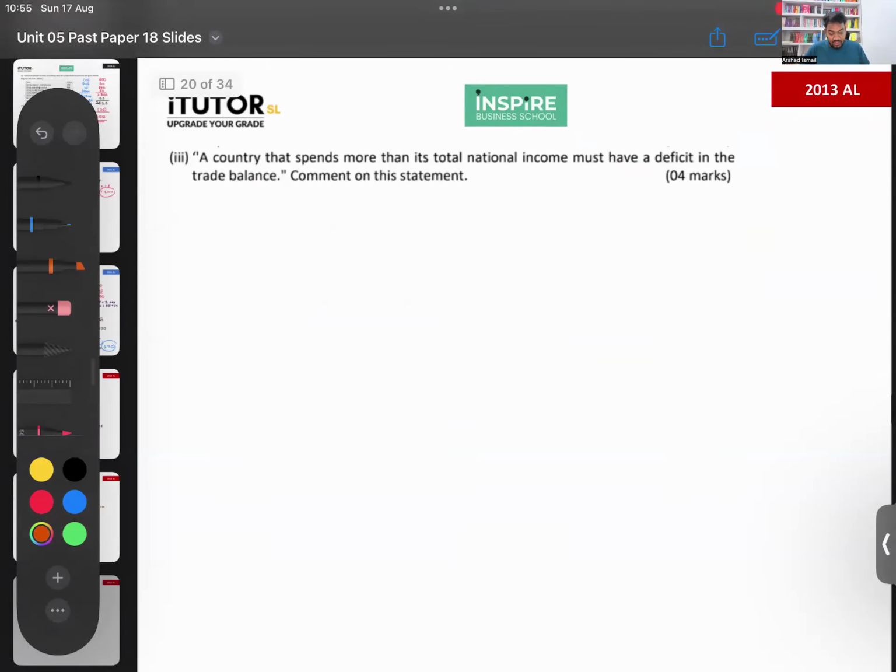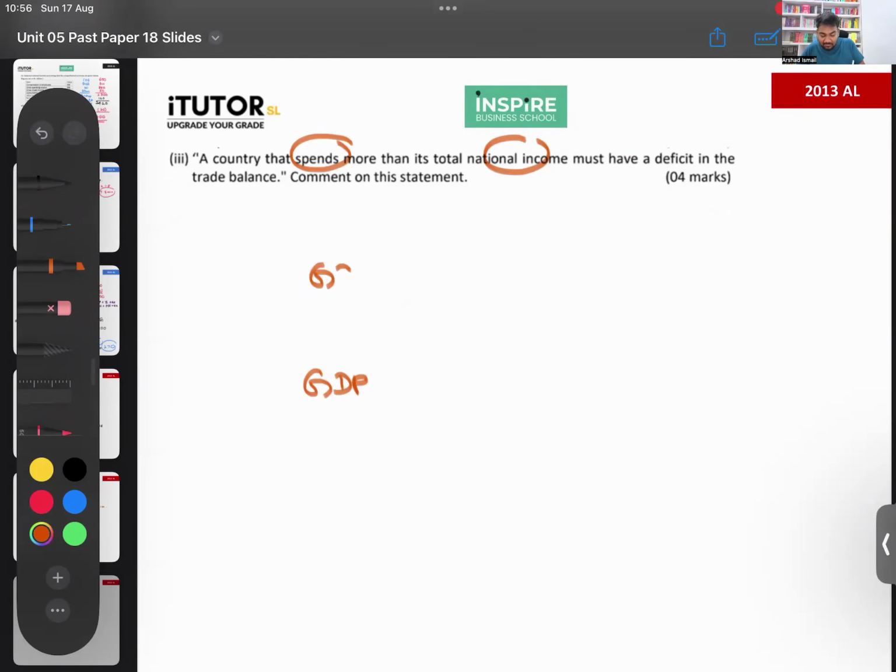Next one. Okay, this one is the easy one. A country that spends more than its national income must have a deficit in the trade balance. So here when they say national income level, they are referring to GDP. National income is GDP. The spending is GDE, gross domestic expenditure. GDP is your national income.